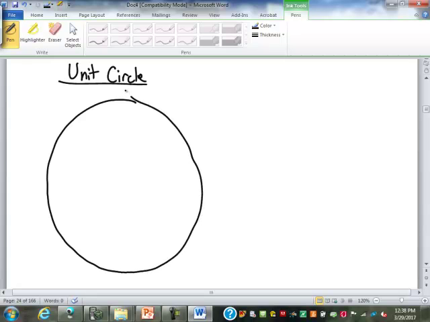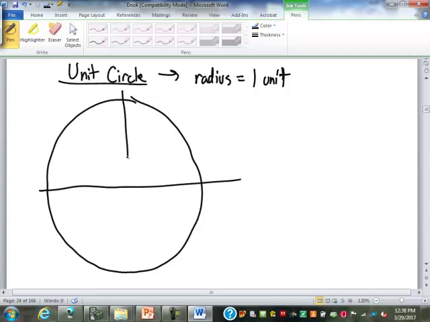Once again, pretend that's a circle. A unit circle is a circle with a radius of 1 unit. Whether that's 1 inch, 1 centimeter, whatever. It is 1 unit of measurement, whatever unit you are using. I'm going to go ahead and draw crosshairs through that circle. Pretend those go through the center.